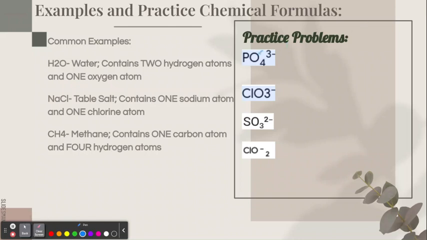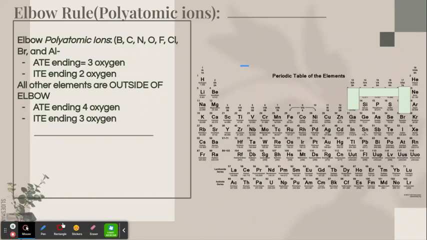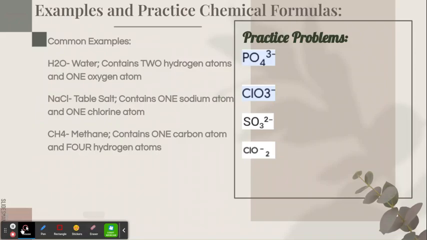So here we have our element, phosphorus, and then we have our 4 oxygens, and then there's our oxidation number, 3 negative. If you go back to the other slide, you can see here that phosphorus is not in the elbow, and it has 4 oxygen, therefore it's going to have that -ate ending. Now we have the answer: phosphate for PO4 3 negative.